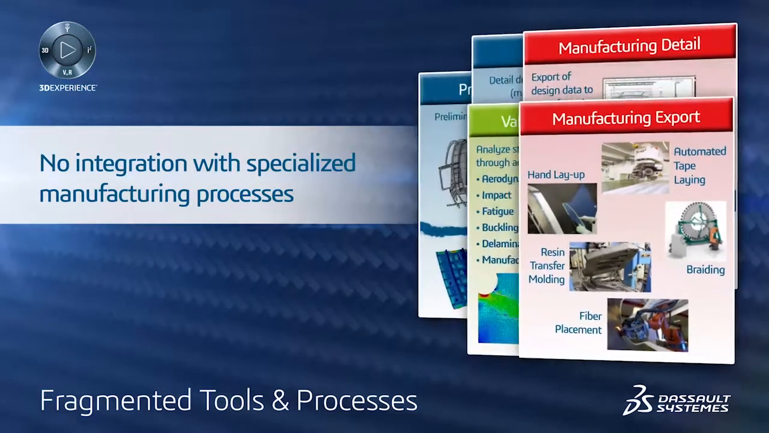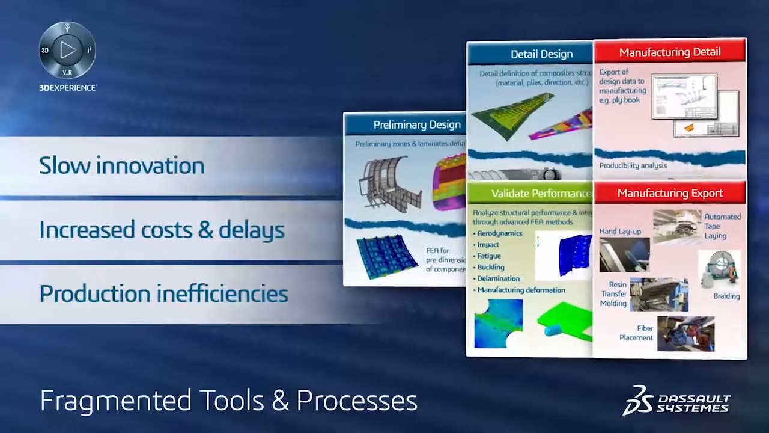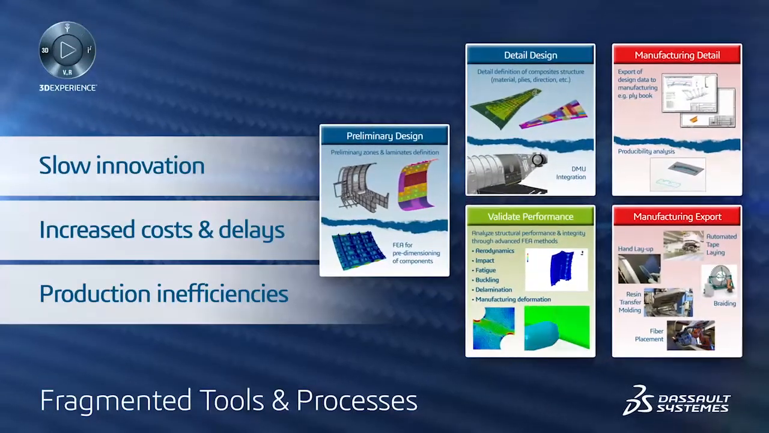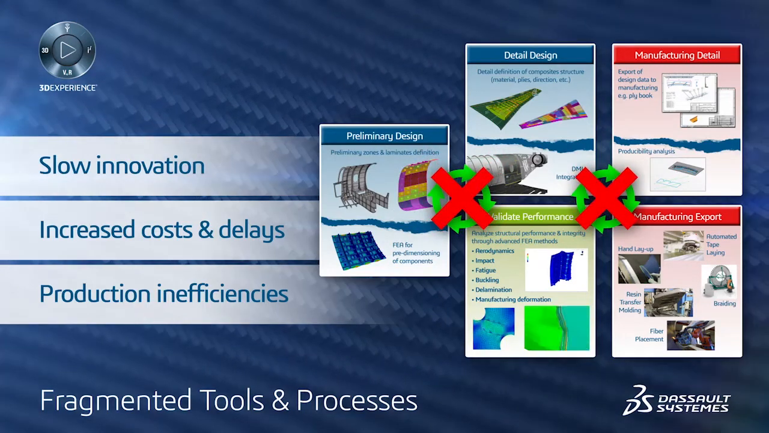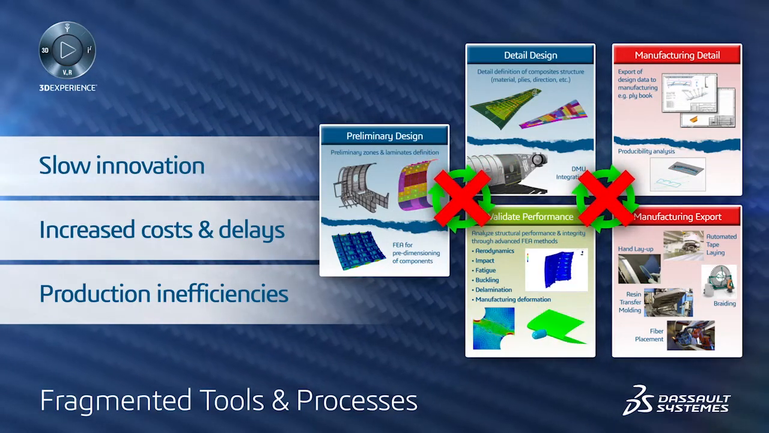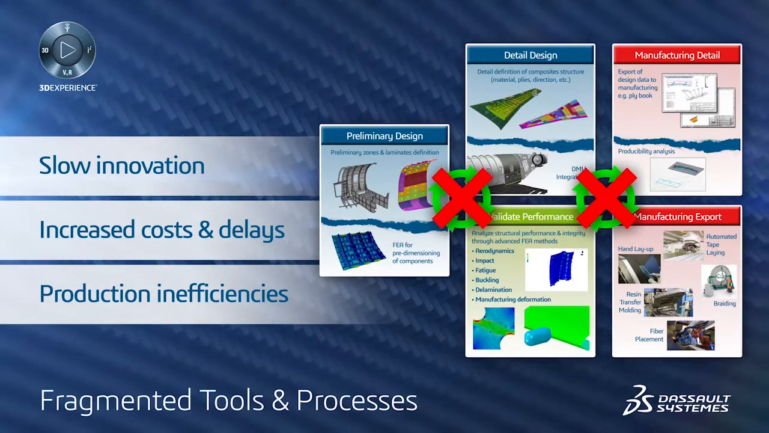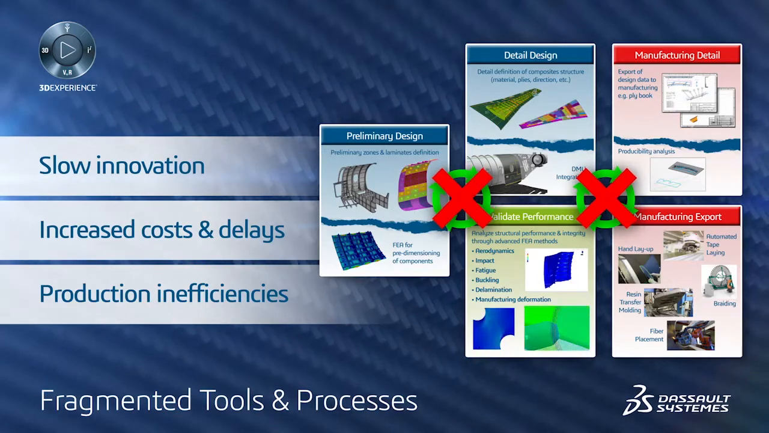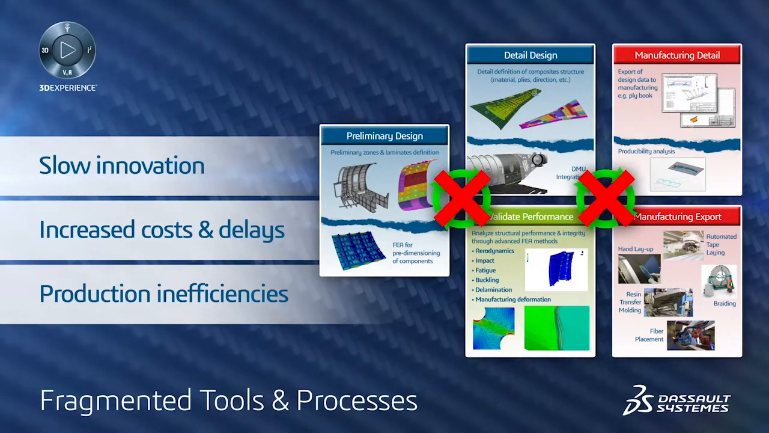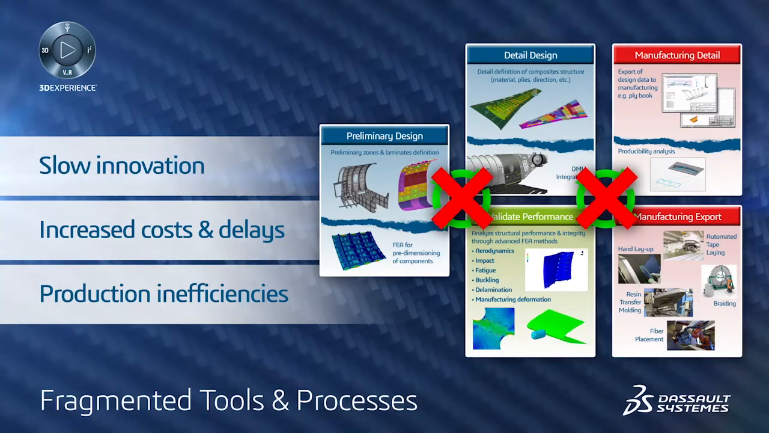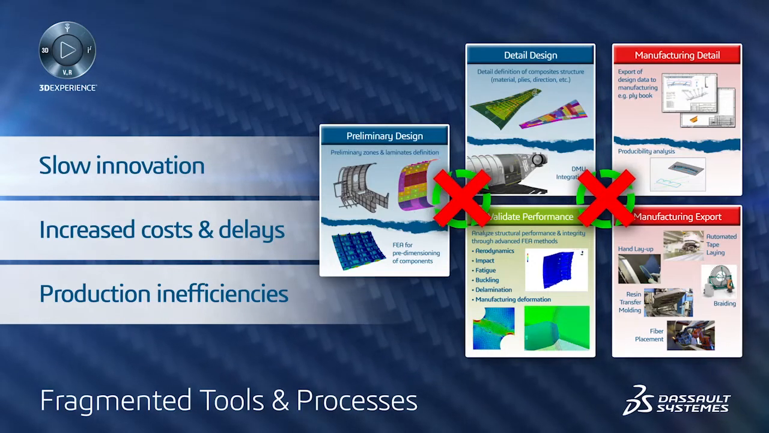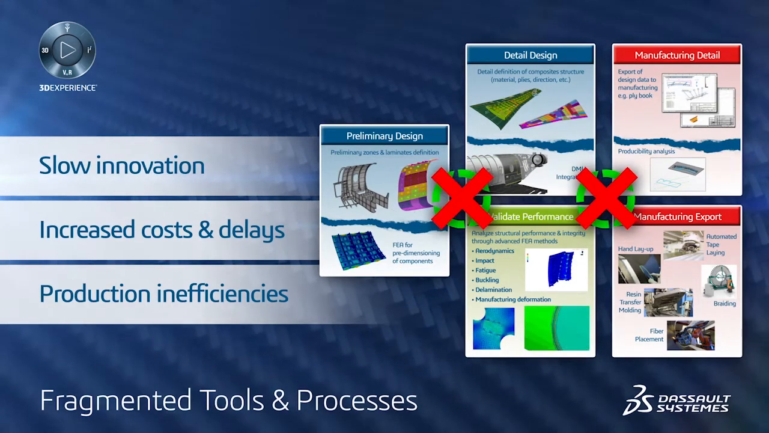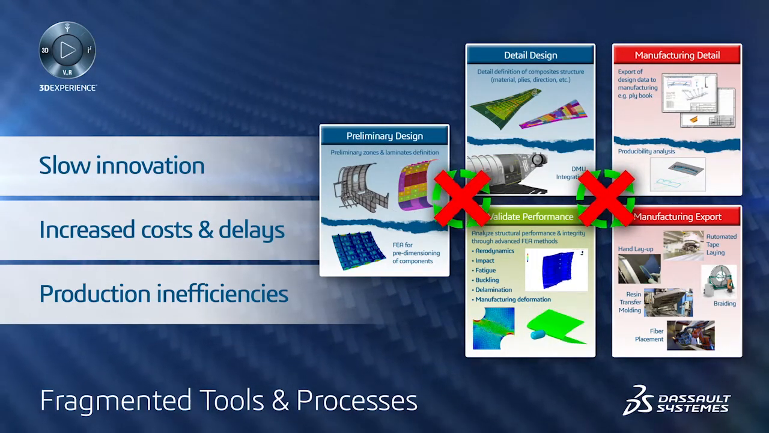These fragmented tools and processes lead to slow innovation through the lack of cross-discipline integration and collaboration, increased costs and delays through late discovery of errors, and manufacturing inefficiencies caused by the inability to validate the manufacturing process early, resulting in trial and error on the shop floor and program delays. Such an approach no longer meets today's increasingly demanding requirements for composites development.